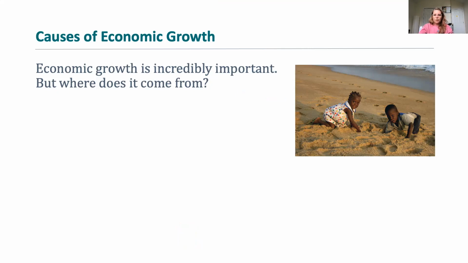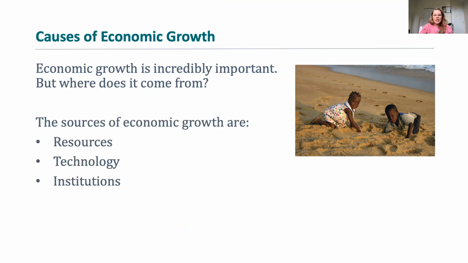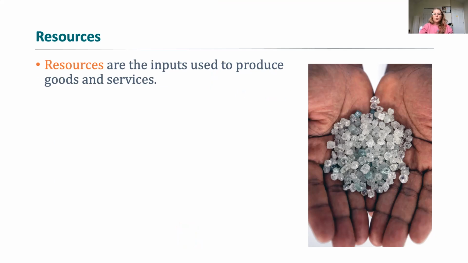So economic growth is really important, as we've seen. And there are three primary sources of economic growth: resources, technology, and the role of institutions. When we talk about resources, we're thinking about all of the inputs that are used to produce goods and services. They're the factors that generate wealth through production. And they're certainly important, but they're not the only thing that matters.